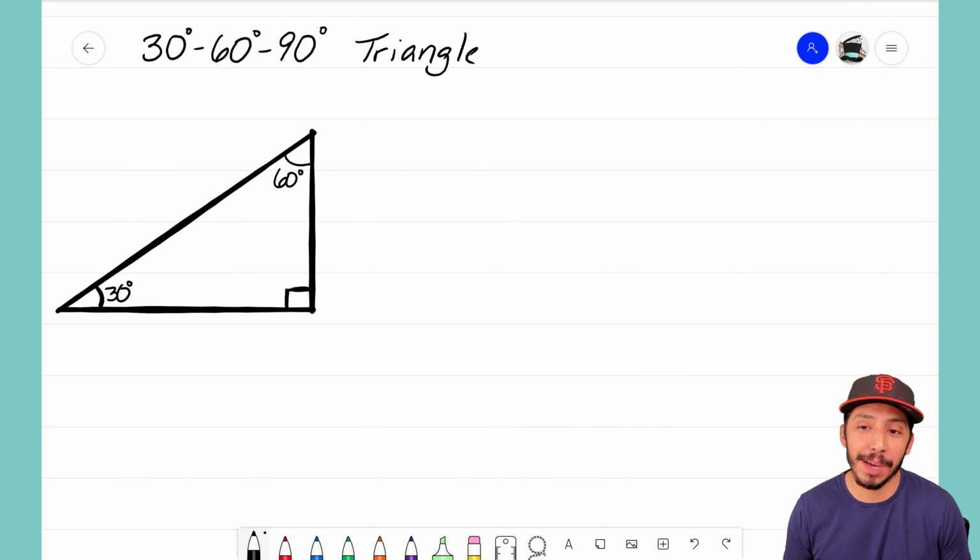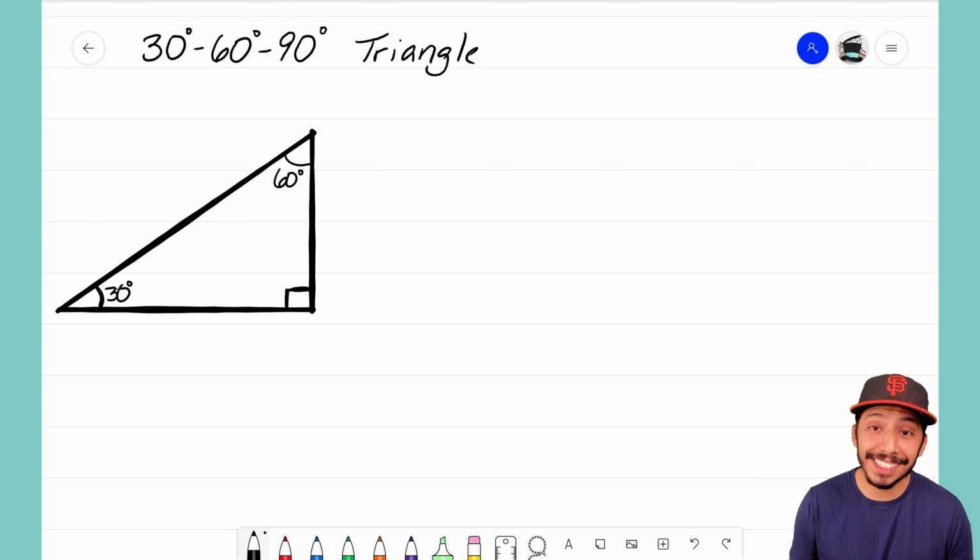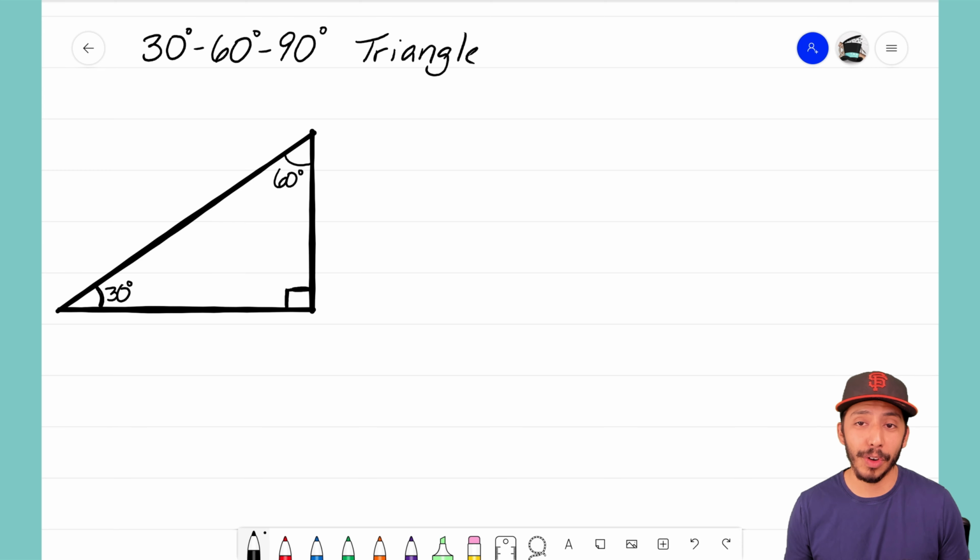So here we have an example of a right triangle, and we call this a 30, 60, 90 degree triangle because the angles inside are literally 30 degrees, 60 degrees, and that 90 degree right angle. Now, hopefully we're a little familiar at this point with sine, cosine, and tangent, and how to use those to solve for unknown sides. And they work great.